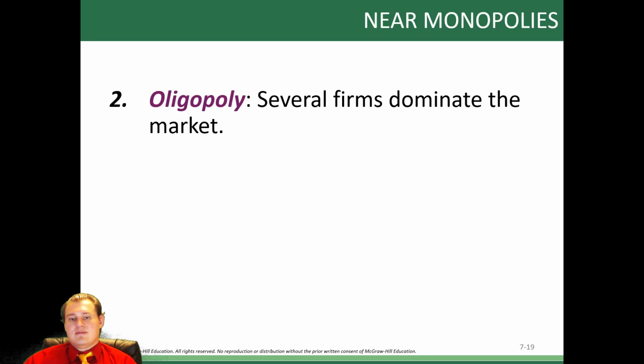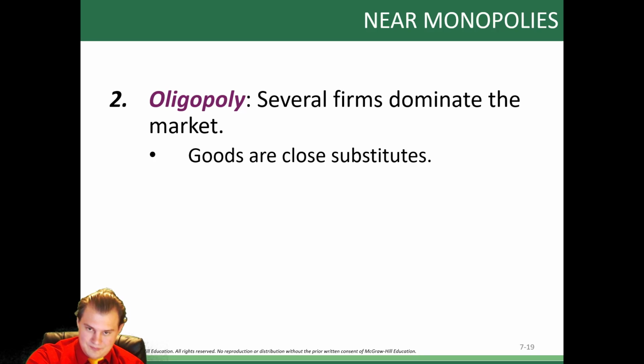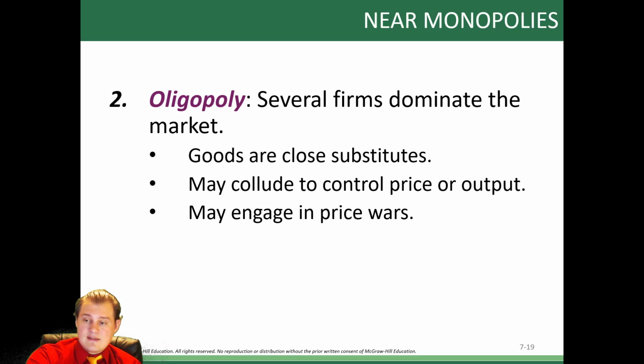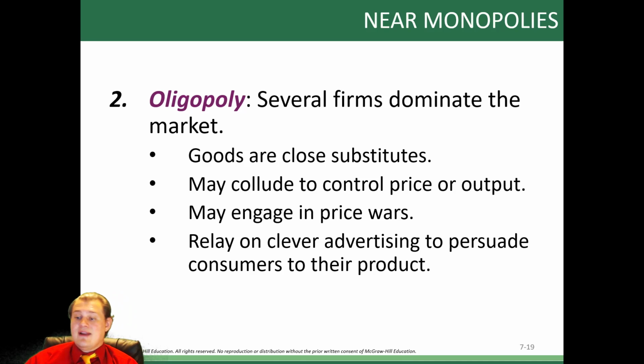Oligopoly: several firms dominate the market. Goods are close substitutes. They may collude to control price or output, like cell phone companies. They may engage in price wars. There's more likelihood of a price war here because there are more players involved, but even then, people don't want to do it. They don't want to start this chain reaction. They rely on clever advertising to persuade customers of a product. There's the key point. That's what people are going to do.